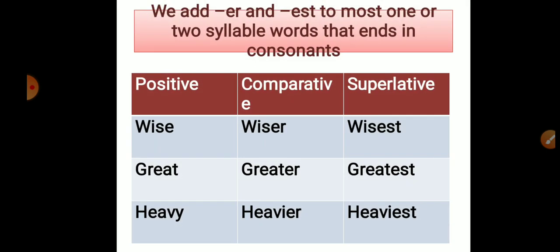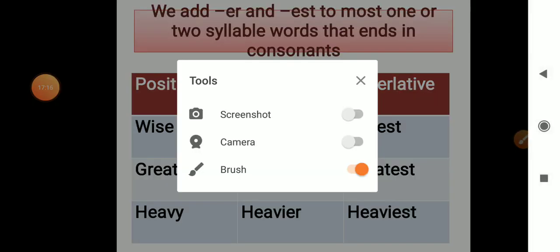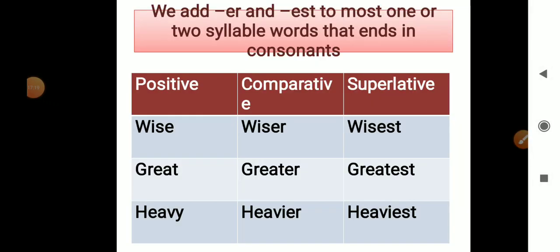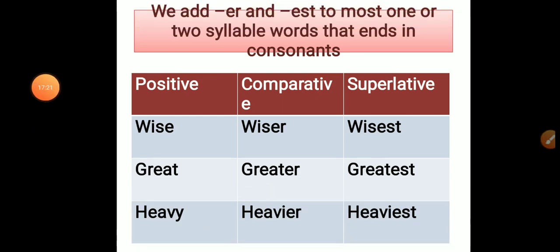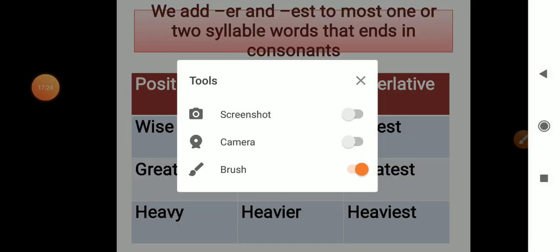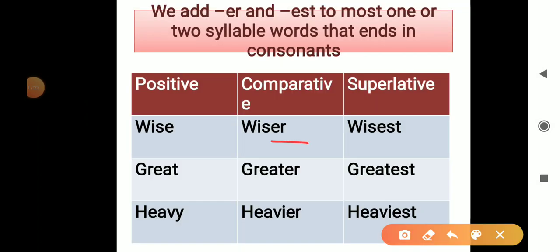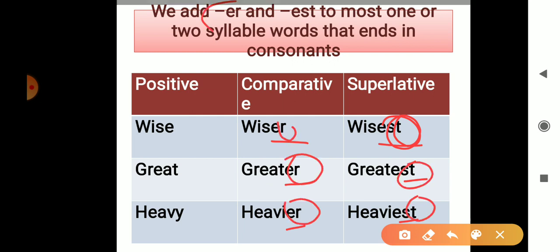See here, ER and EST. That is a sign of comparative and superlative. ER and EST, ER and EST. So we are adding ER and EST to most one or two syllable words that end in a consonant.